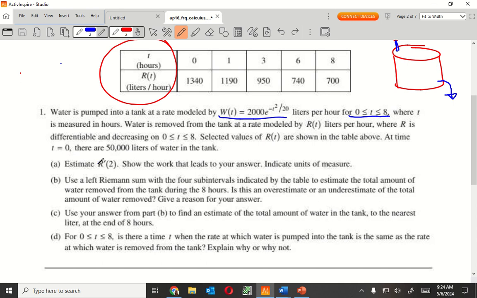So, estimate R prime of 2. Now, R prime means the derivative, right? So all I want to do is find the slope in between there and there, and that's going to give me my rate of change. So I am going to plug that in. If I want 2, I'm going to use 1 and 3.